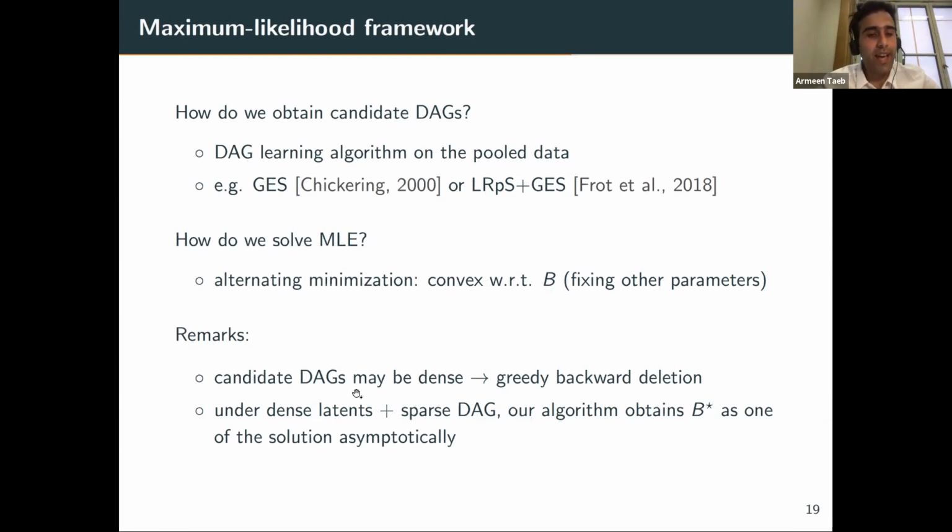Now, the candidate DAGs, let's say after applying GES, may be overly dense. This is because GES does not account for latent effects, and hence you're going to get these extra edges, and we perform a greedy backward deletion to remove these spurious edges. Now, if you assume a certain structure like dense latent effects and a sparse underlying DAG, then this entire framework that I described here obtains B star as one of its solutions asymptotically.